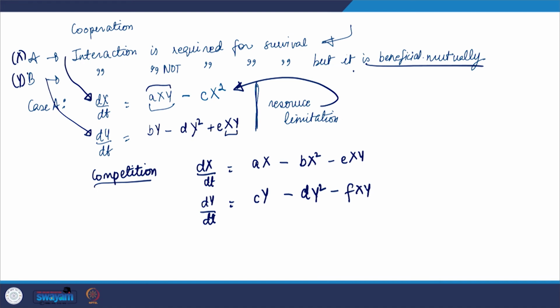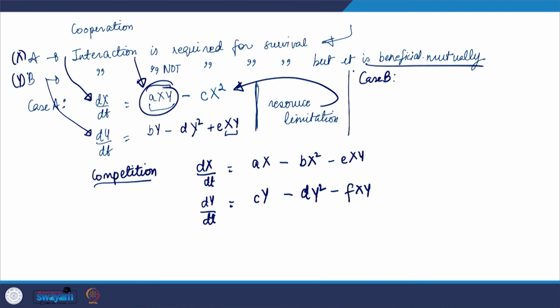So now we have modified this model to show competition. Now coming back to cooperation, we can have a separate case. Let's call it case B. Case B is when interaction is not required for survival. So we need to modify this term.